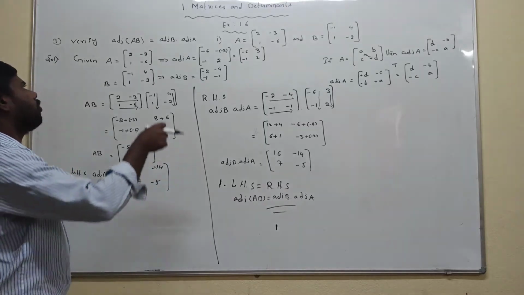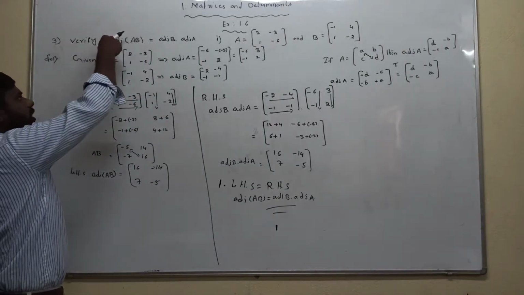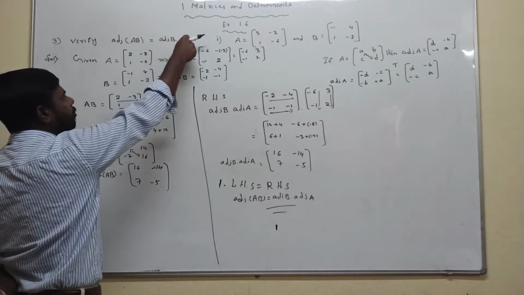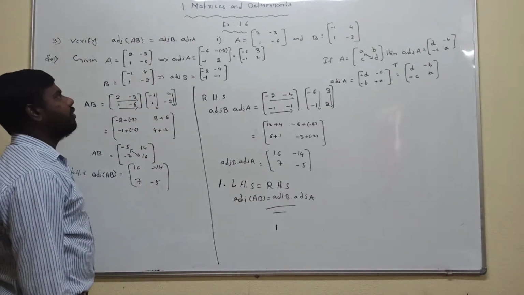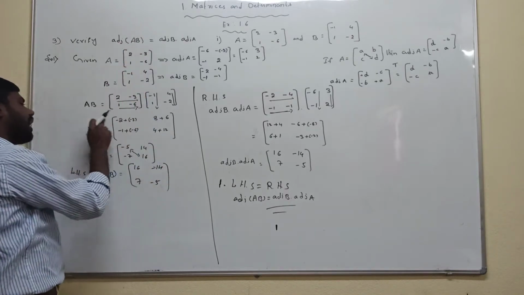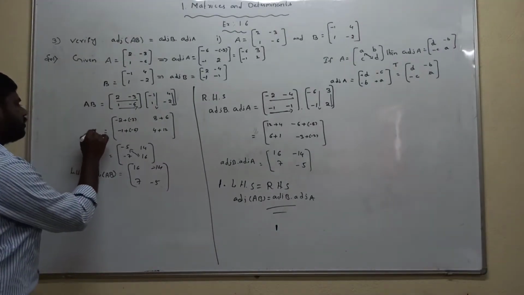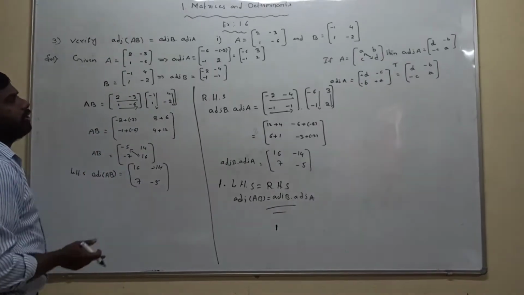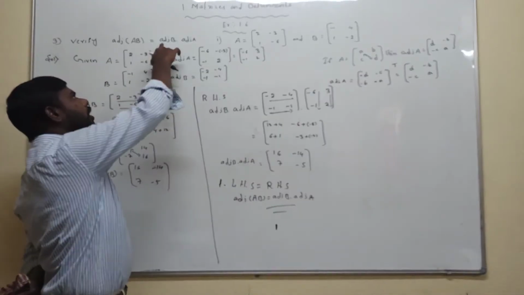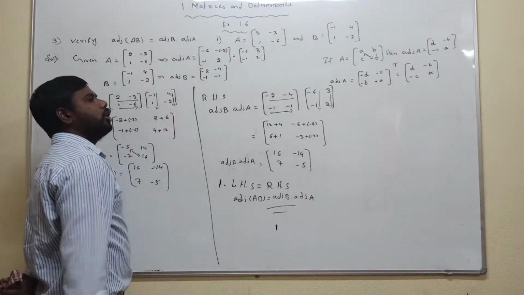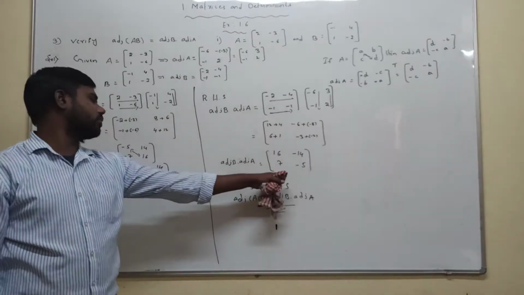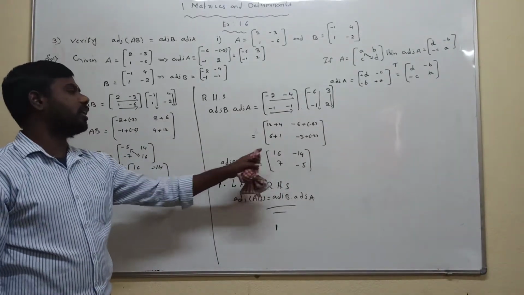After that, see the question, they are asking to verify. The given condition is adjoint of AB is equal to adjoint of B into adjoint of A. You don't know the AB matrix, so we first take AB matrix. After that, we need to calculate the adjoint of AB. Next, take the RHS condition, adjoint of B into adjoint of A. Providing those two matrices, we get one matrix, observing whether both the conditions are equal or not.